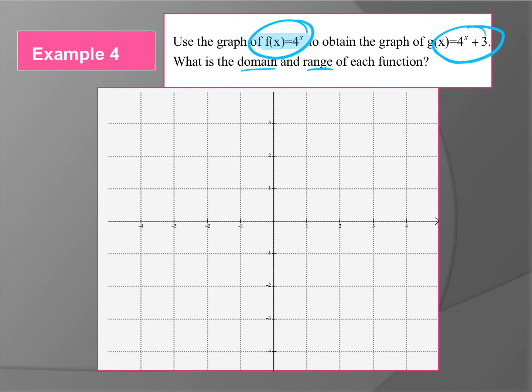I'm going to plug in points. We already did this 2 slides ago with the same numbers. So I'm going to do the same thing. If I plug in 0, I would get 1. When I plug in 1, I get 4. And if I plug in -1, I get 1/4. So that is our basic 4 to the power of x graph.